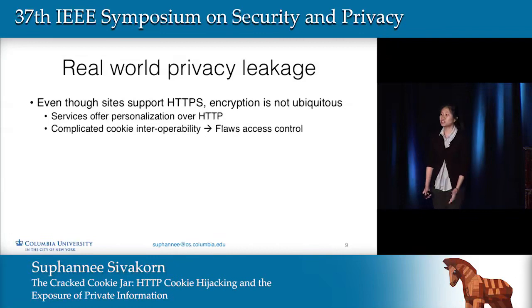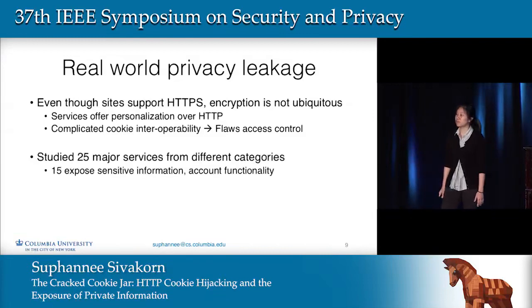So many services still offer personalization over HTTP. This means that they have to handle both non-secure and secure cookies on the same website, and they have to differentiate what kind of information can be accessed with which cookies. As you can see, it gets mixed up when the page gets larger and larger and you have multiple cookies. This leads to complicated cookie operation, and this is why we are likely to have a flaw in access control.